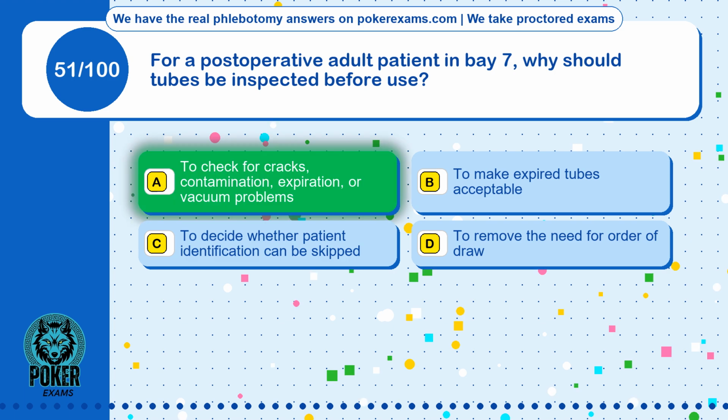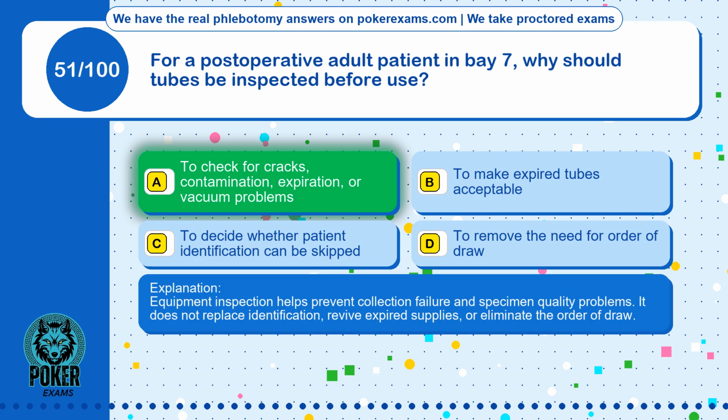The correct answer is option A, to check for cracks, contamination, expiration, or vacuum problems. Equipment inspection helps prevent collection failure and specimen quality problems. It does not replace identification, revive expired supplies, or eliminate the order of draw.